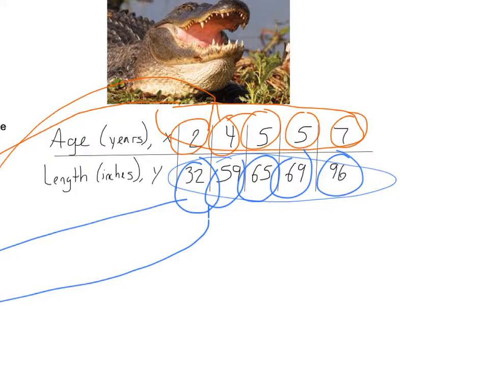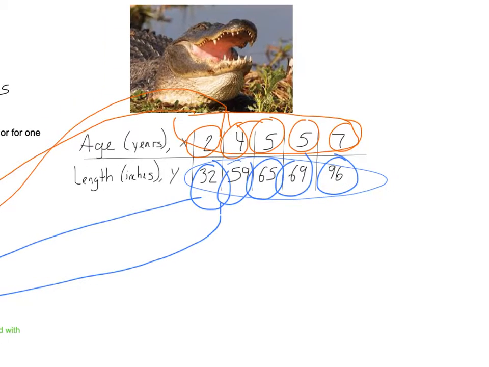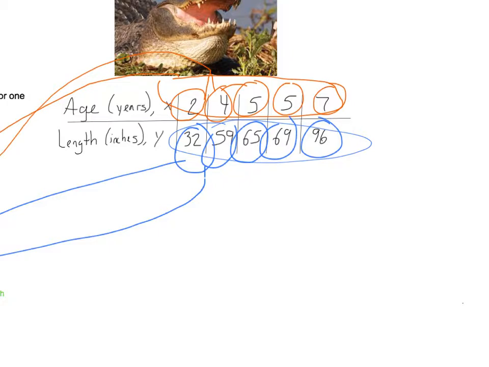So I have an input of 2. He is matched with a 32, all right? Input of 4 matched with an output of a 59. I have an input of 5 that's matched with a 65. I have another input of 5 that's matched with a 69. All right, and that right there is going to be the key. It looks like we have that these are two separate points, and they are, but this input and that input are the exact same.